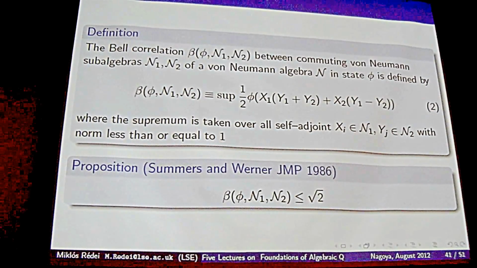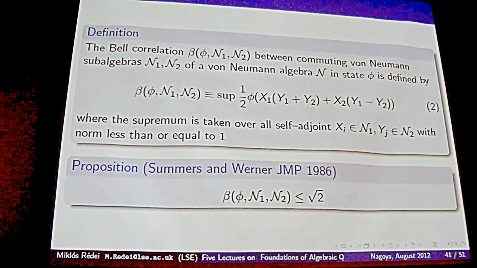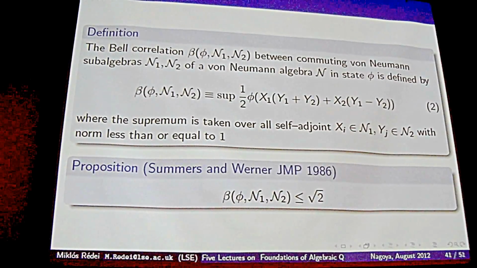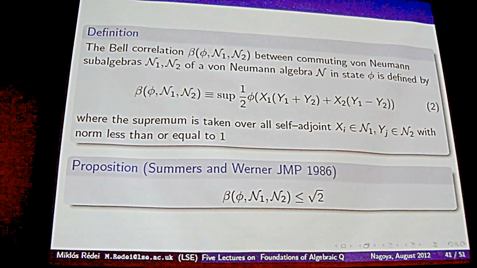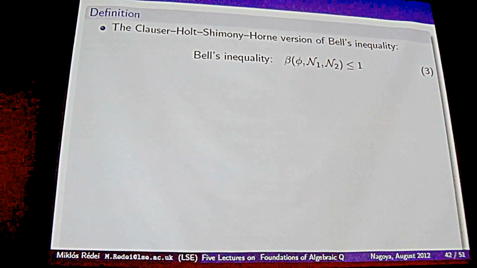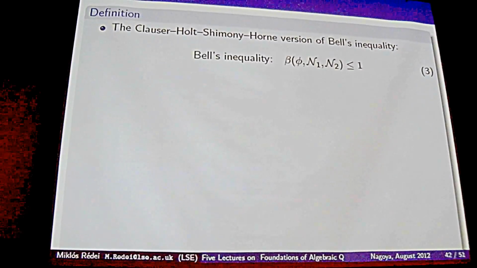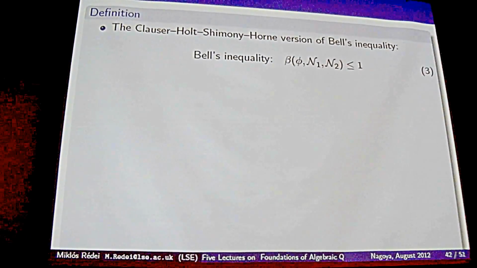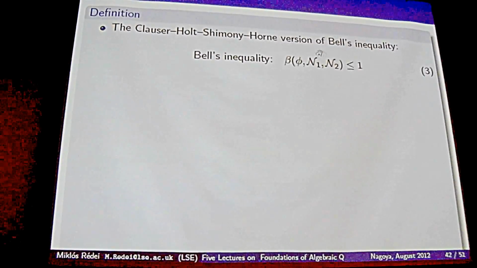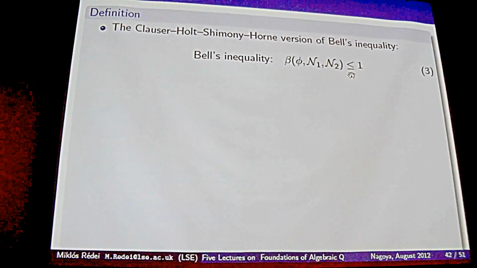Summers and Werner have shown that there's an a priori bound on this Bell correlation, which is the square root of 2 in the category of C-star and von Neumann algebras. And then once you have this definition of Bell correlation, you can define Bell's inequality as this inequality, namely when the Bell correlation is less than or equal to 1.